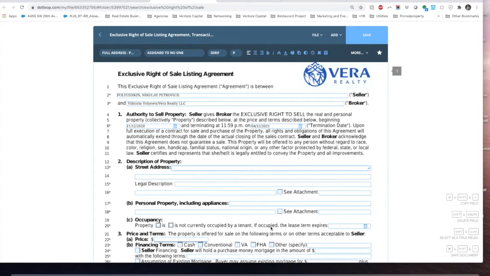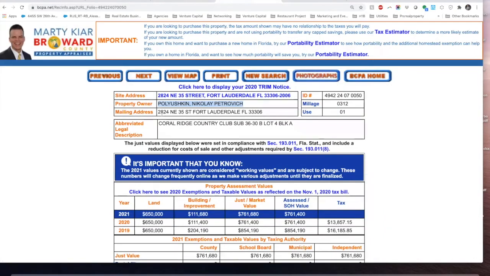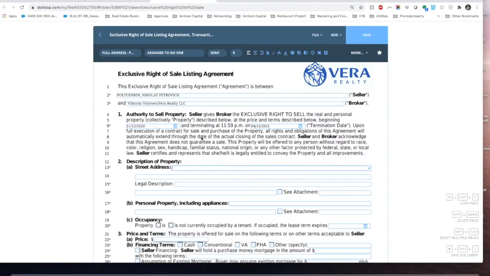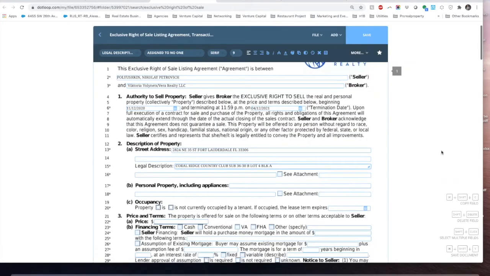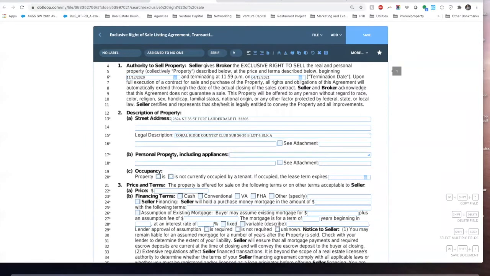Then we go to street address. The street address we can also find from BCP, from the property appraiser website, just copy and paste. Legal description can also be found here. Then personal property, including appliances. This you need to ask the seller.